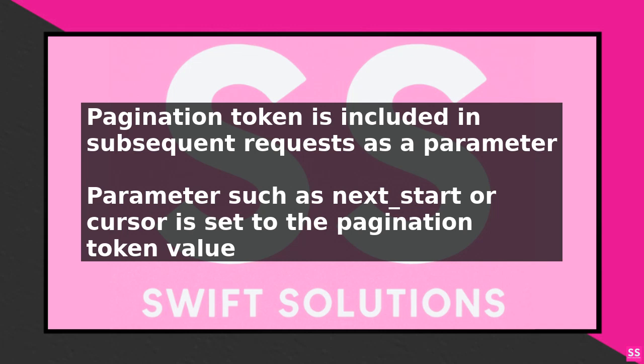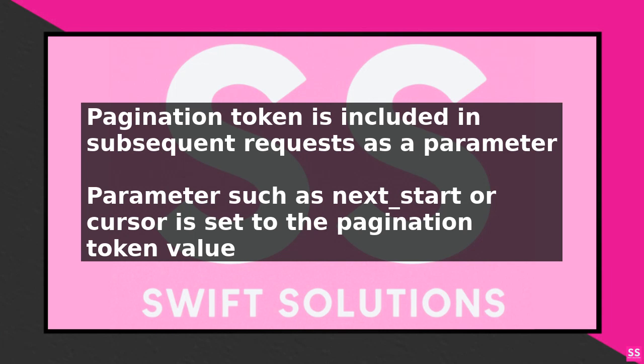Best practices for paginating Bill.com API events include handling errors and exceptions properly, such as when the pagination token is invalid or has expired. You should also implement a mechanism to limit the number of requests you make to the API to prevent overwhelming it.